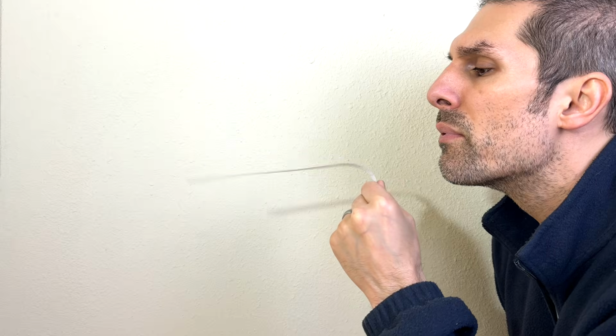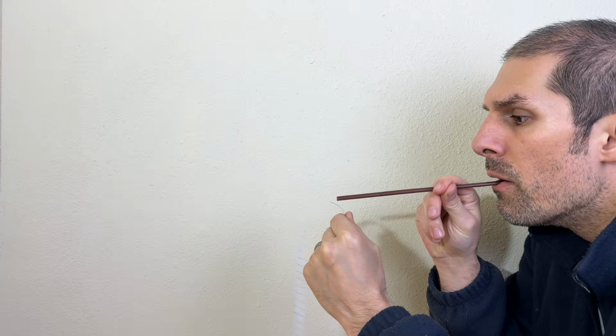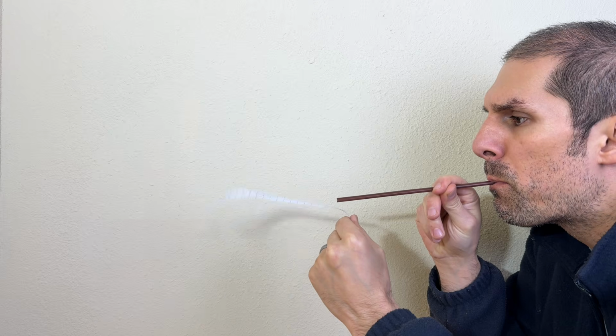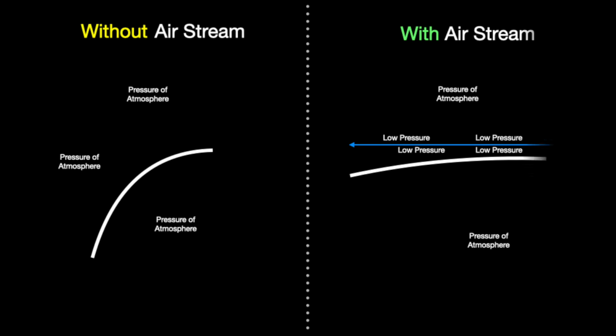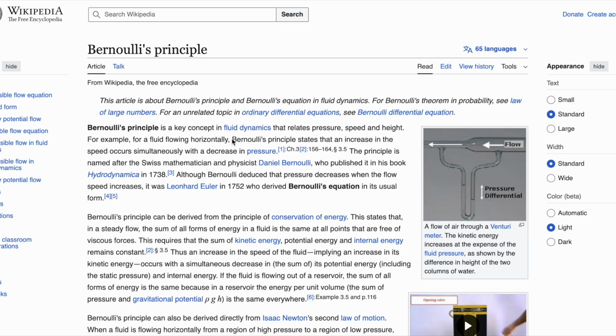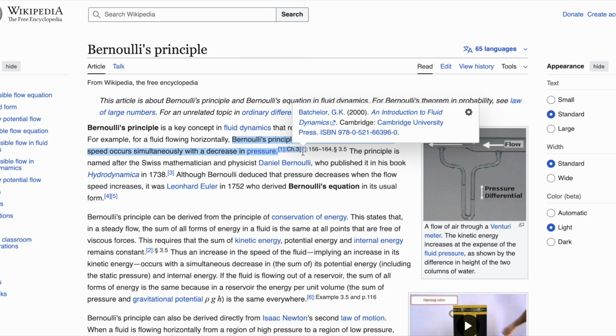We start our investigation with Bernoulli's principle in two very well-known experiments. The first is to create an airstream above a piece of paper and then observe the outcome. As you can see, the paper will rise up to the bottom of the airstream, where there is a low pressure region. Bernoulli's principle states that an increase in the speed occurs simultaneously with a decrease in pressure.